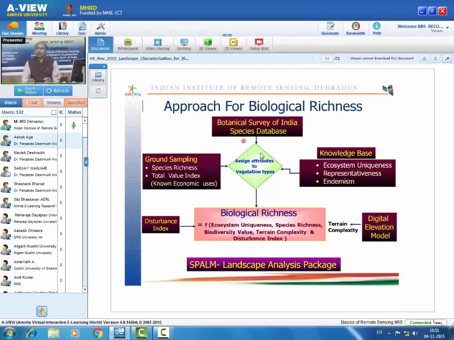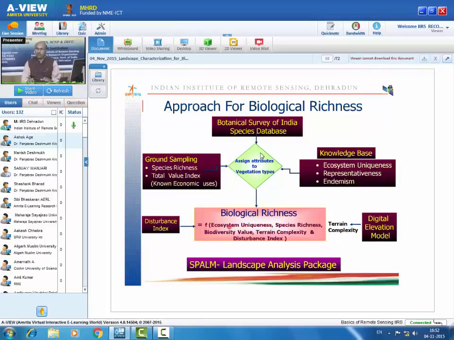Now you look at this flow chart here. So we have done some database from the Botanical Survey of India on rare, endangered and threatened plants. We have a knowledge base about the ecosystem uniqueness, representativeness and the endemism from the field work again. And we have done the ground sampling to get the species richness and also to get the total importance value index. This is a procedure for that. We know the use and then we can find out the usefulness of that. And then we have the disturbance map. I have already shown you. We have a digital elevation model. You can use any digital elevation model nowadays available, 30 meter or 10 meter. Then you can put all this in an equation.